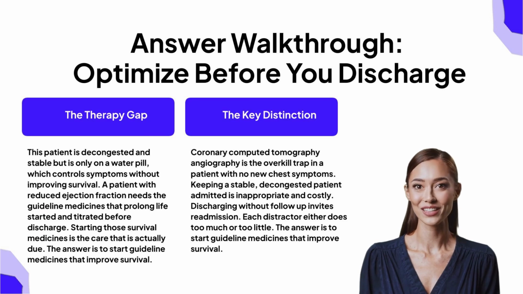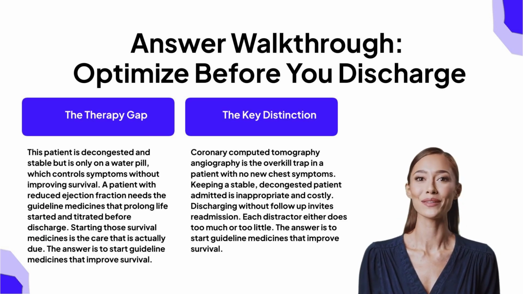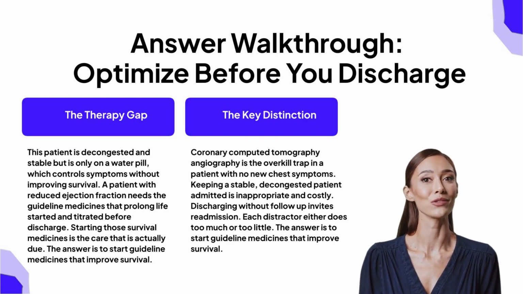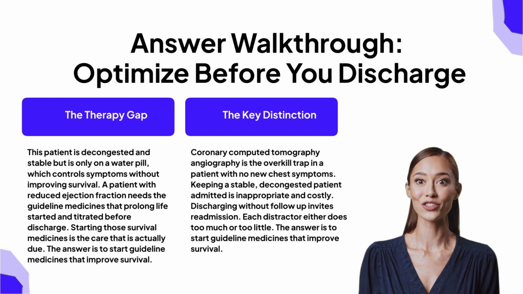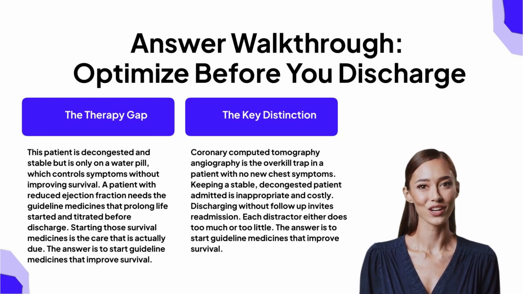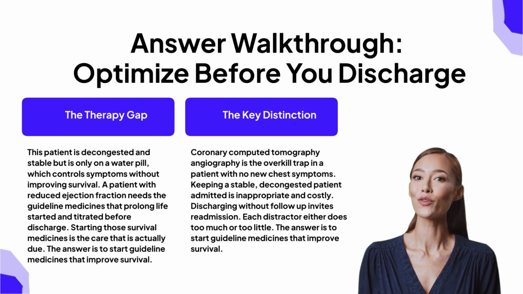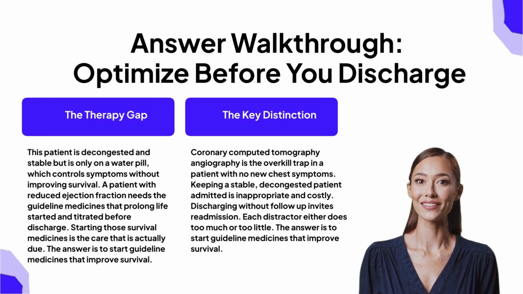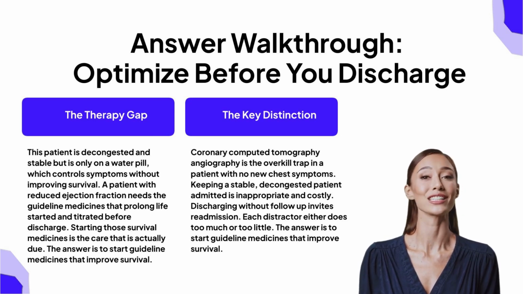Let us break down this answer. First, spot the therapy gap. This patient is decongested and stable, but he is only on a water pill, which controls his symptoms without doing anything to help him live longer. A patient with a reduced ejection fraction needs the guideline medicines that have been proven to prolong life started and carefully titrated before he leaves the hospital. Starting those survival medicines is the care that is actually due, so that is the answer.